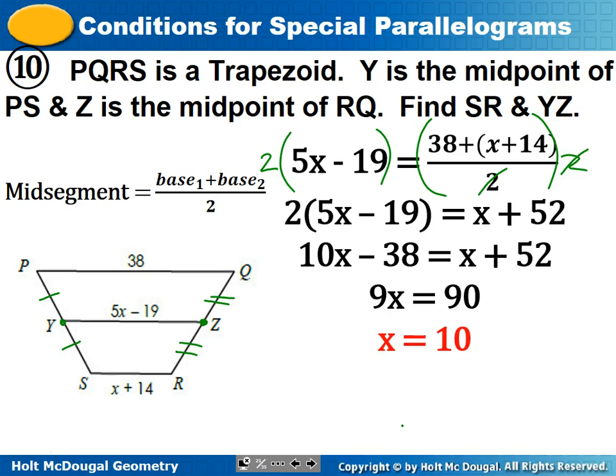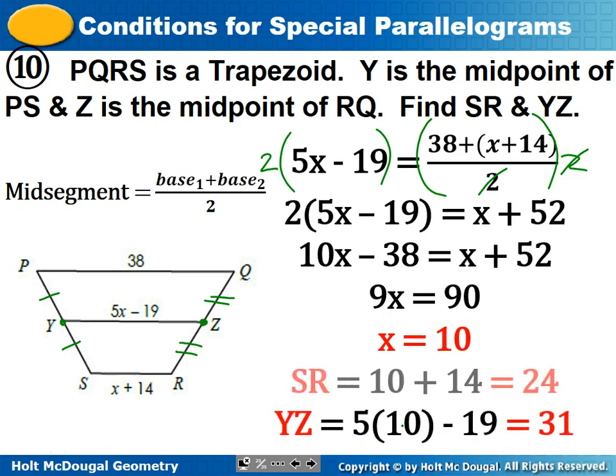Then I have to plug that back in to solve for my two other parts, SR and YZ. So 10 plus 14 obviously is 24, and 5 times 10 is 50, minus 19 is 31. And we can check this because if we were to add 24 to 38, that would be 62, and half of 62 is 31.